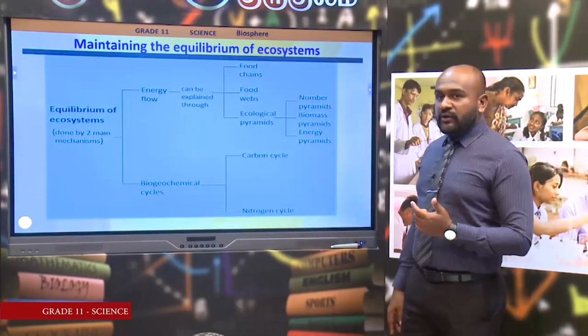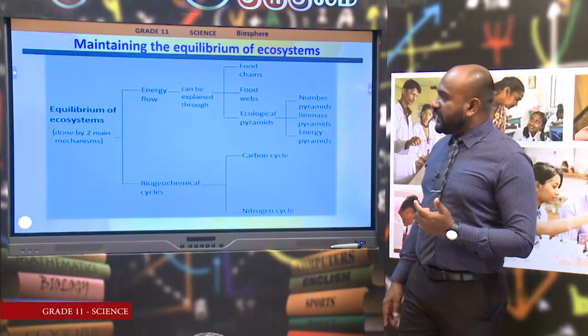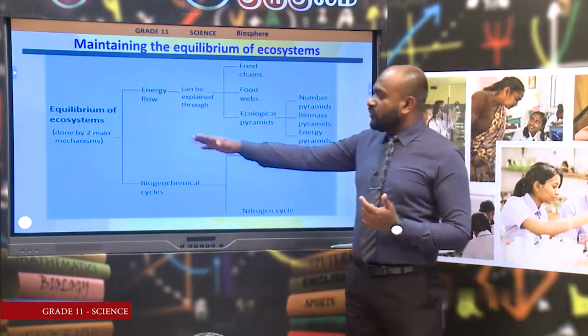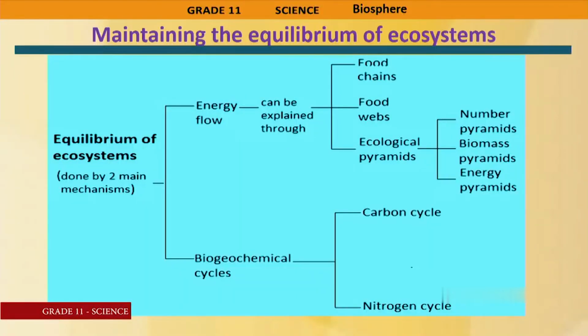So, I think you all can see that the equilibrium of ecosystems is maintained by two main mechanisms. One is energy flow. To explain energy flow in science, in ecology, we can use food chains, food webs and ecological pyramids. These are different models used in ecology to explain energy flow. Under ecological pyramids, we are going to talk about three types of pyramids: number pyramids, biomass pyramids and energy pyramids.